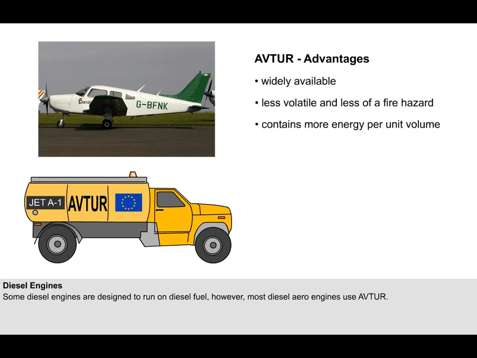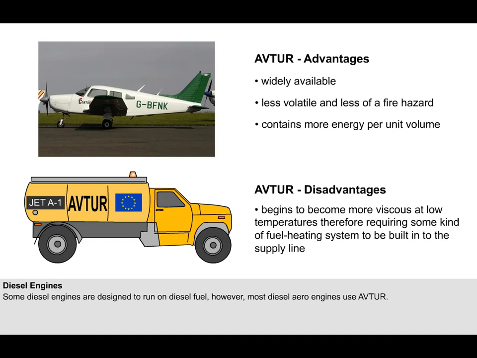Although the calorific value of AVTUR is slightly lower than that of avgas, AVTUR is more dense, so it contains more energy per unit volume, thus giving better range and endurance. On the negative side, AVTUR begins to become more viscous at low temperatures, therefore requiring some kind of fuel heating system to be built into the supply line.